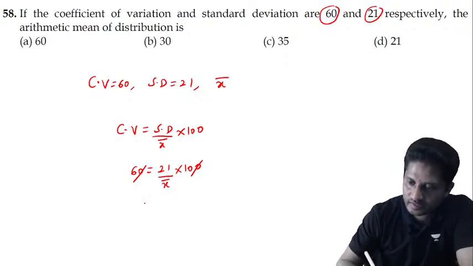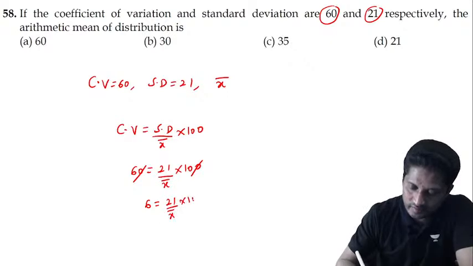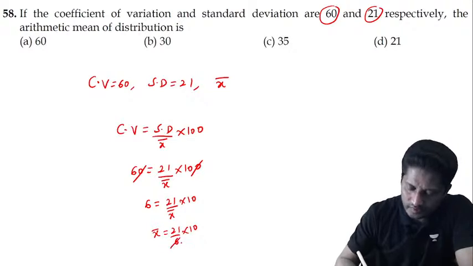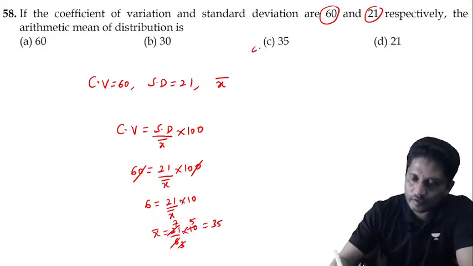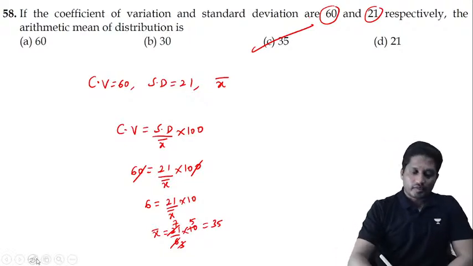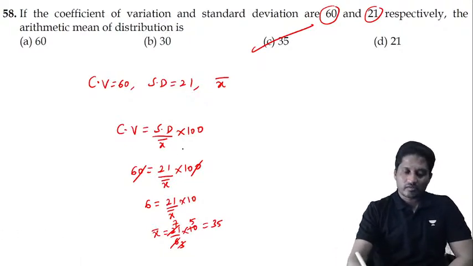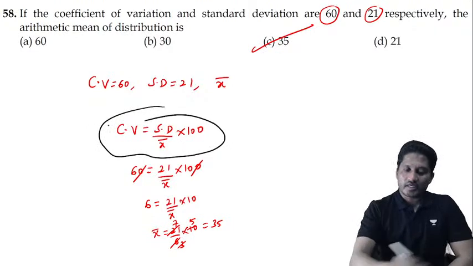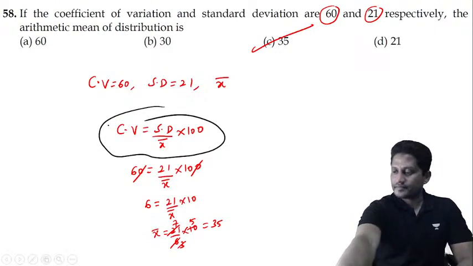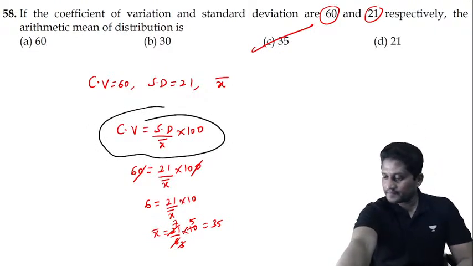Okay, 60 is equal to 21 by mean into 100. If I cross multiply, this is 21 by 6 into 10. This is 2 3s, 2 5s. This will cancel with the 7 times. 5 7s, 35. Answer will be option C. This will be the formula. This is there in statistics. Coefficient of variation is standard deviation by mean into 100. Let's move to the next question.